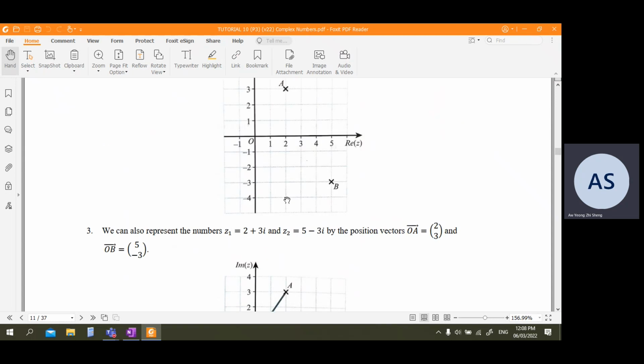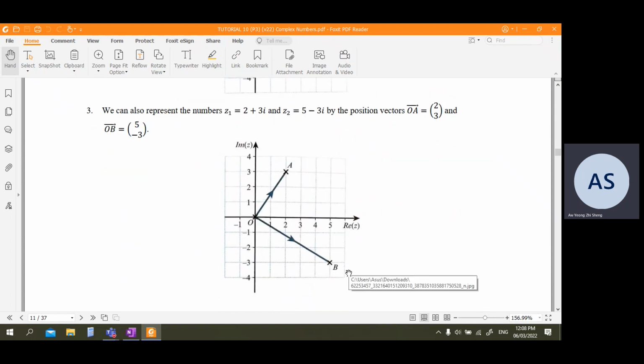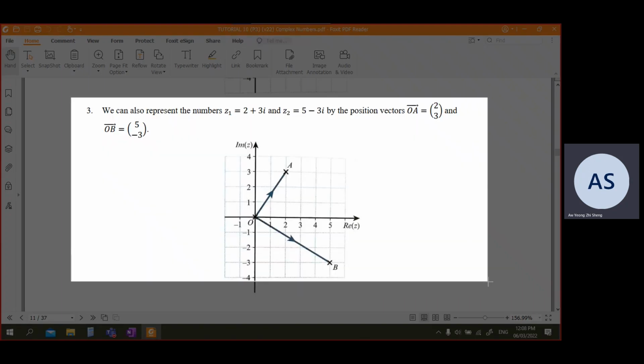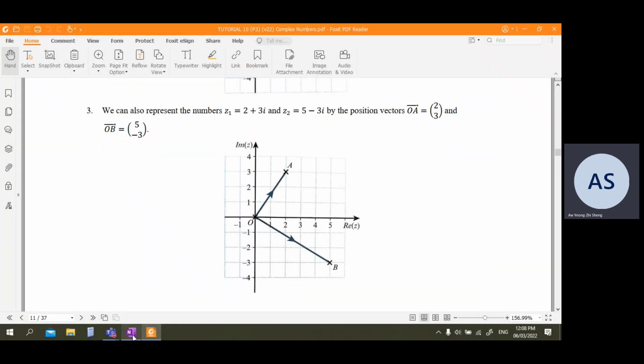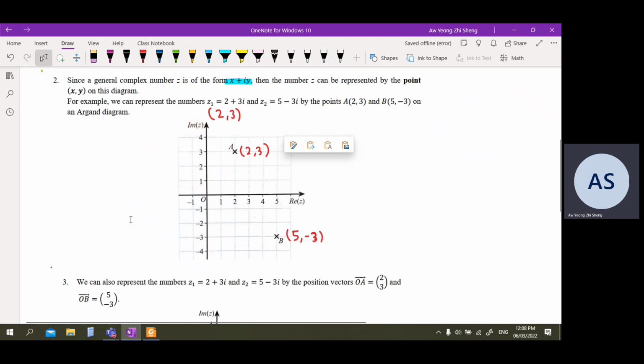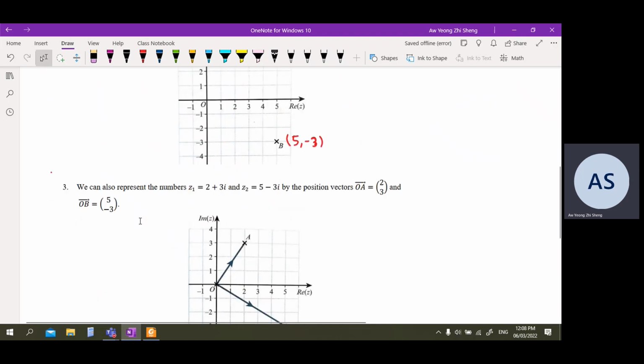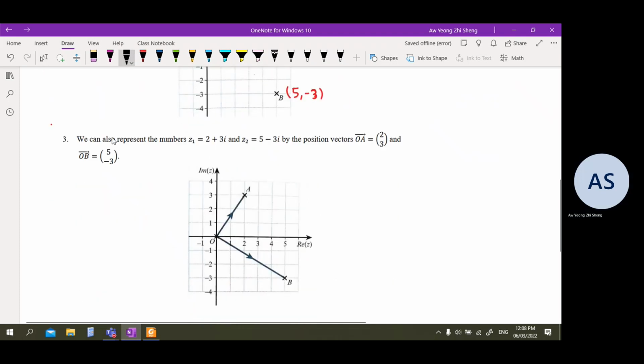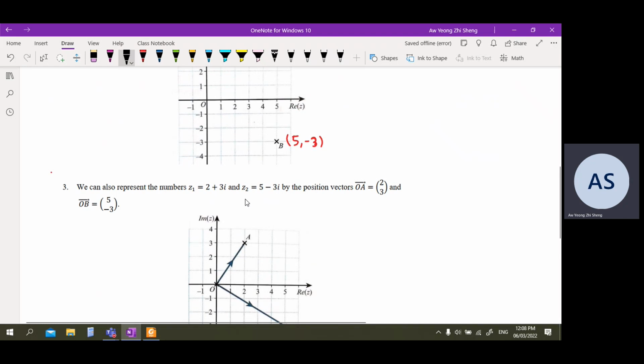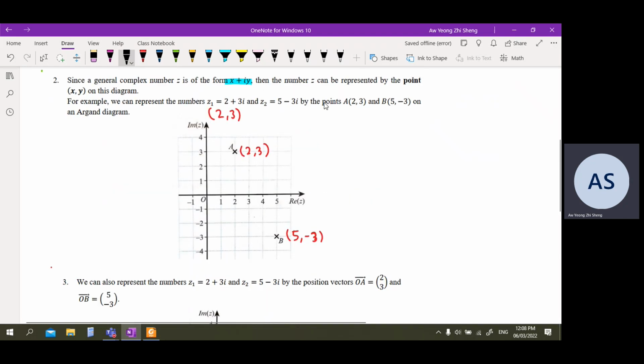Now, point number 3 tells us a different way to diagrammatically represent a complex number on the Argand diagram. Point number 3 introduces us to vector representation. Okay, so it is using the same example, z1 and z2, 2 plus 3i and 5 minus 3i, the same two complex numbers.